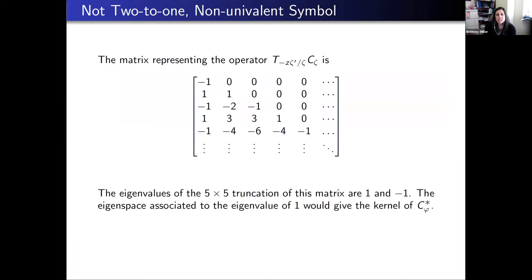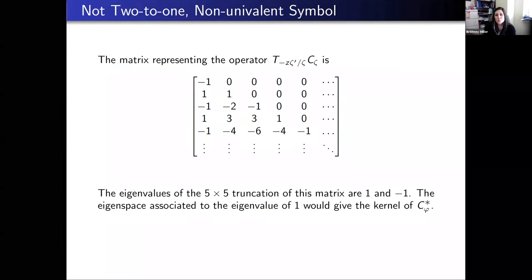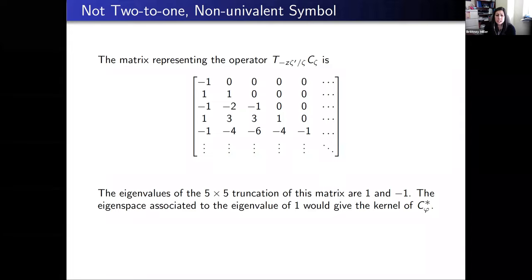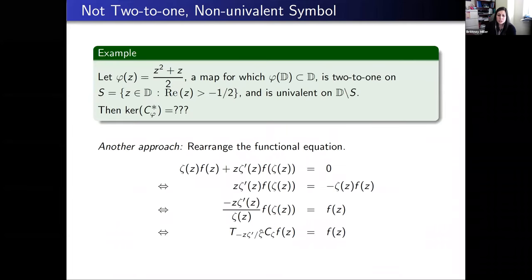And they wrote down this matrix for that operator. And we see that one and negative one are eigenvalues. And of course, that eigenspace associated with one is going to give us the kernel of C phi star, since we were really trying to solve this equation here.